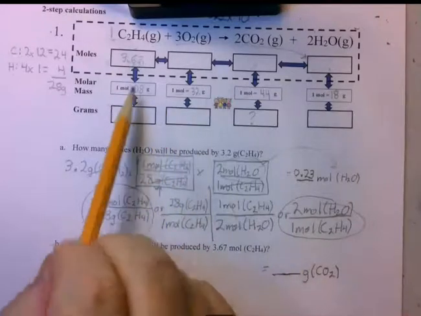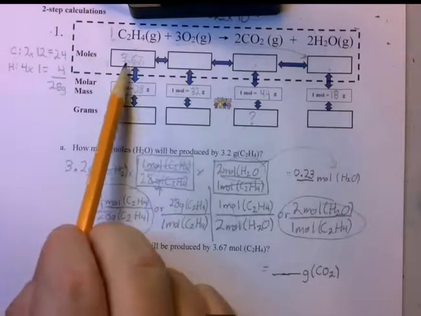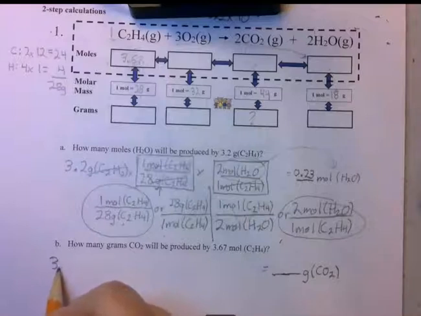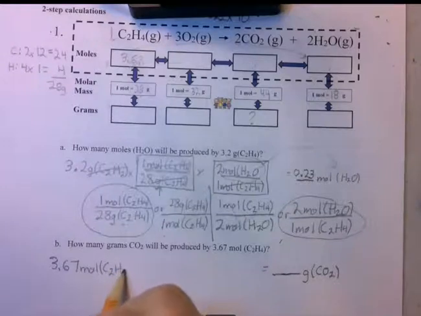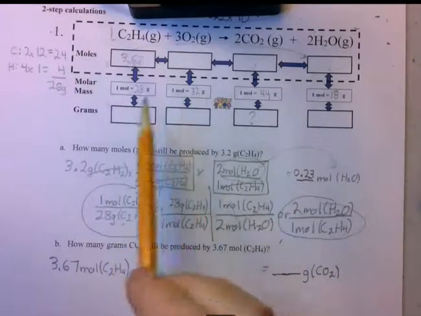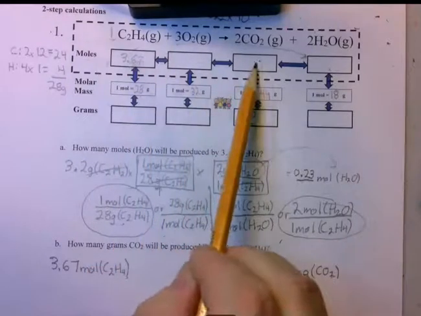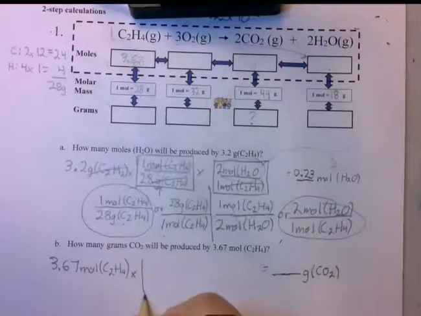Okay, and over here on the left, you start with what you know on the left of an equation, and that's 3.67 moles, and I'm going to leave a lot of space between them. And it's moles of C2H4. So I can see how many steps this is going to take. It's going to take one step to get from there to there, and one step to get from there to there. So I'm going to draw two boxes because I'm going to need two conversions.